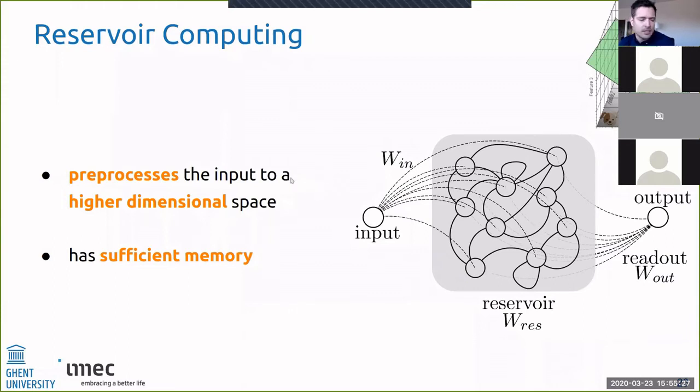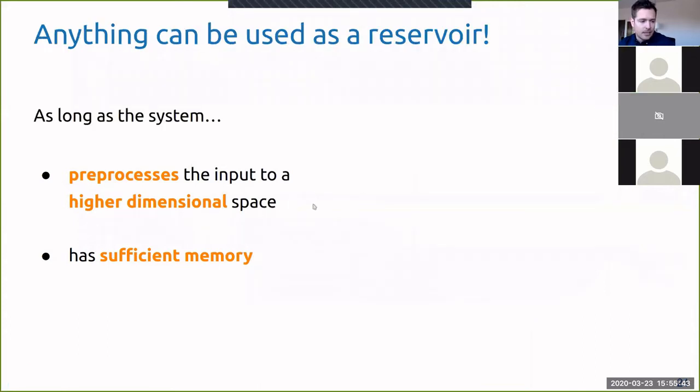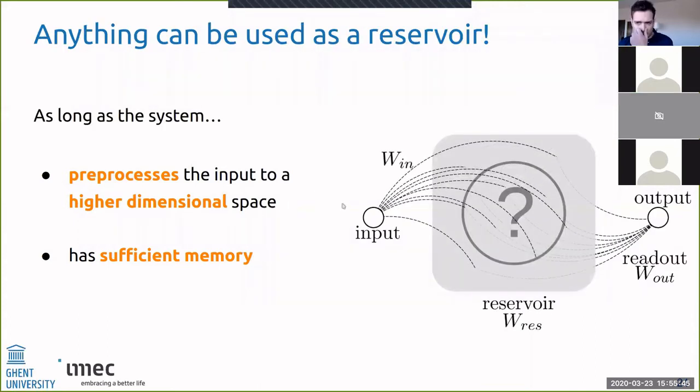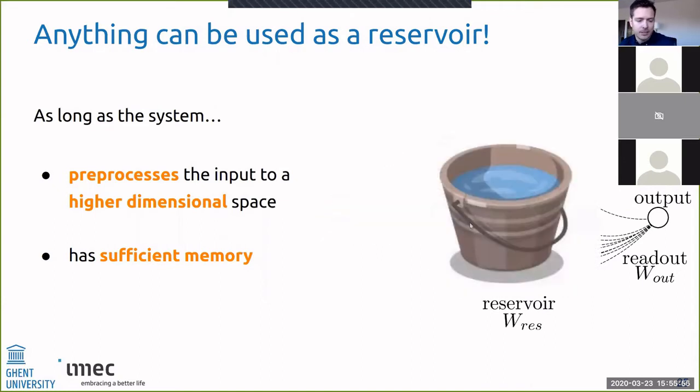It needs to pre-process the input to a higher dimensional space, so it basically needs to do a random feature extraction. And on top of that, it needs to have sufficient memory because the readout doesn't have any memory. If you have these 2 properties, it means that anything can be used as a reservoir. To drive this point home, I always give the example of a bucket of water, which has been used for speech recognition by just observing the wave profiles your voice makes when talking.